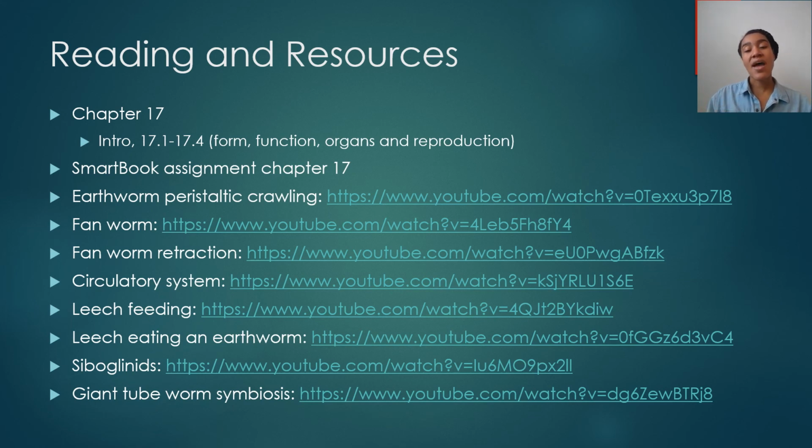At the end, they have a lot of information on different worms, but really just focus on these big picture ideas for each of these types. And then the differences that I mentioned in this presentation, make sure you know those things as well. And then also do the chapter 17 Smart Book assignment.